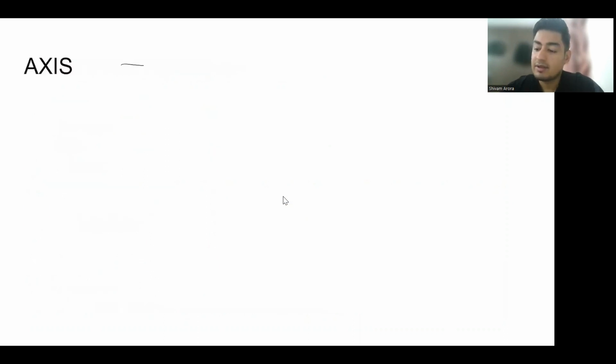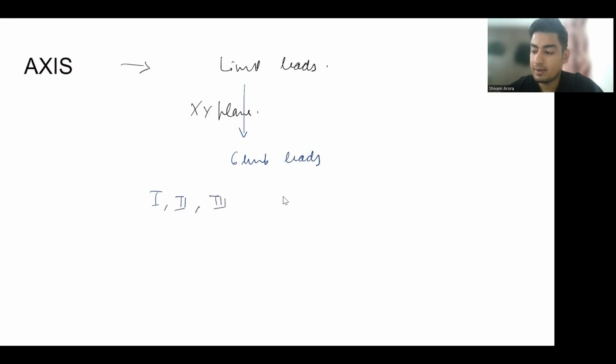For axis, we'll need only limb leads, as axis has to be determined in the XY plane only. As we have already discussed, we have 6 limb leads: lead 1, 2, 3, which are bipolar, and lead AVL, lead AVF, lead AVR, which are unipolar. We will determine the axis with these leads only.